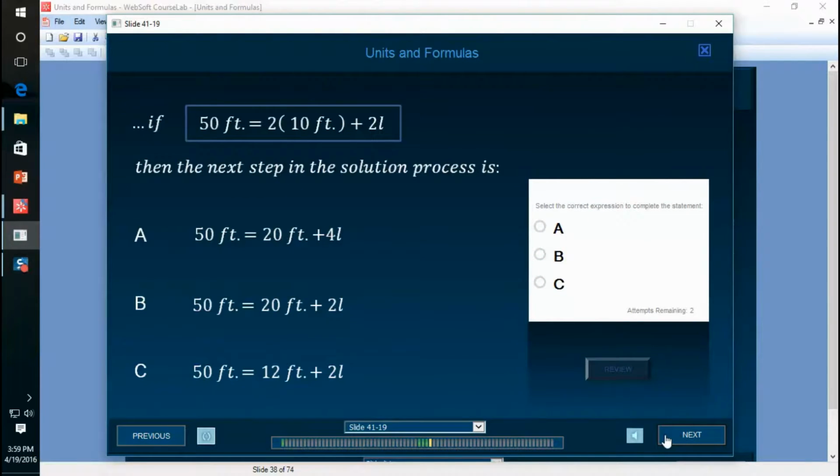If we are at this point in the solution process, then the next step in the solution process is which of the following? Very nice. The next step is B.